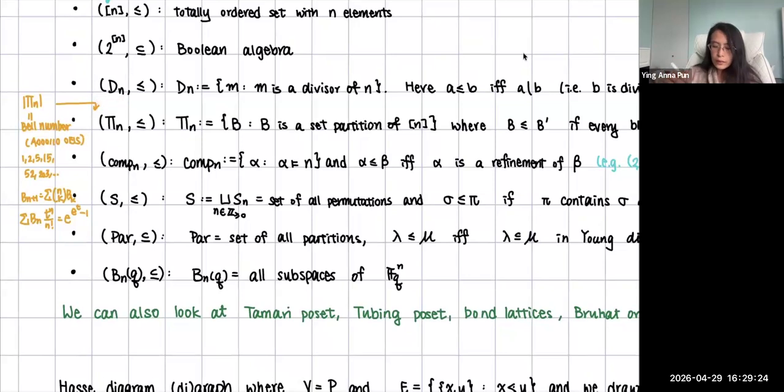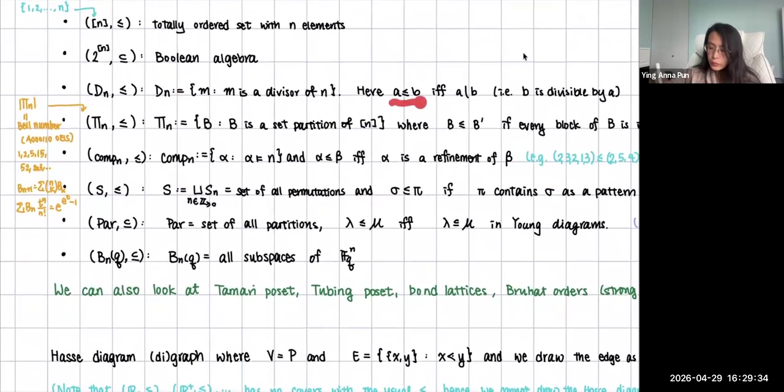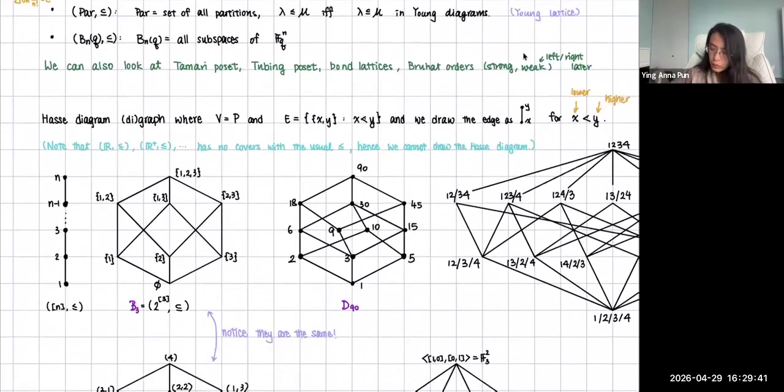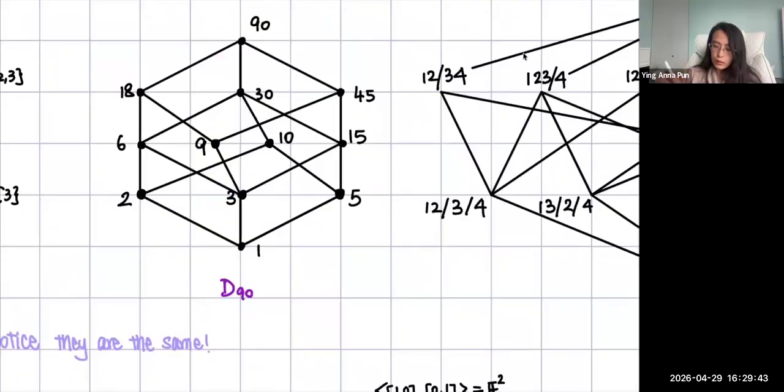D_n here means that n is an integer, and D_n is the set of all the divisors of n. When you compare two numbers, a is less than b if a is a factor of b. So for example, here is the 90 that we talked about, and you can see that these are all the elements, all the factors of 90.